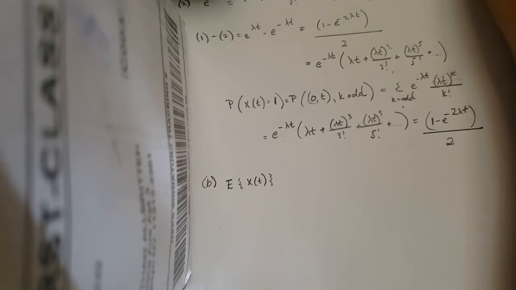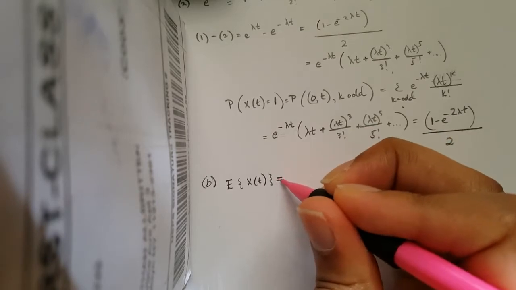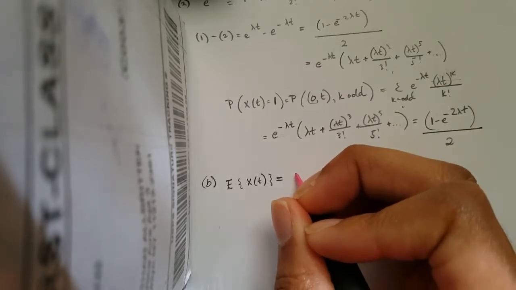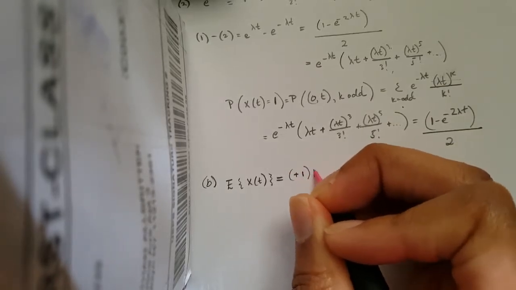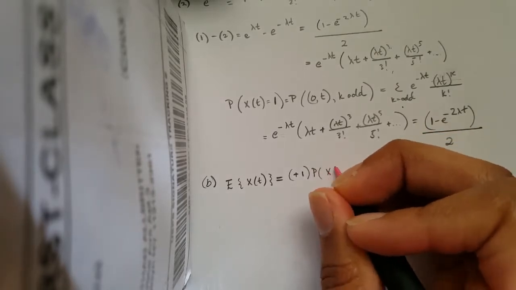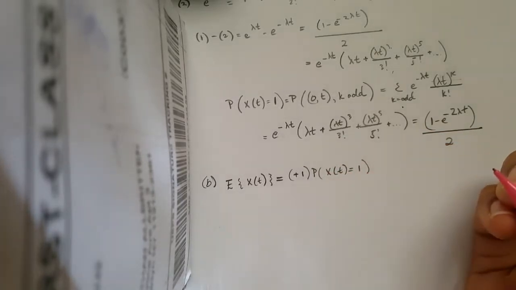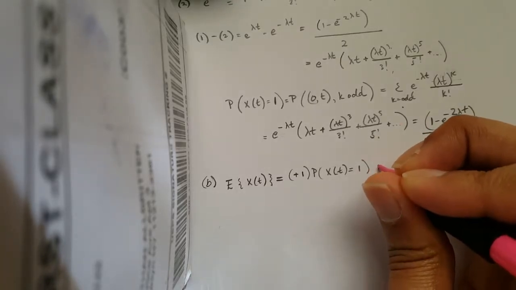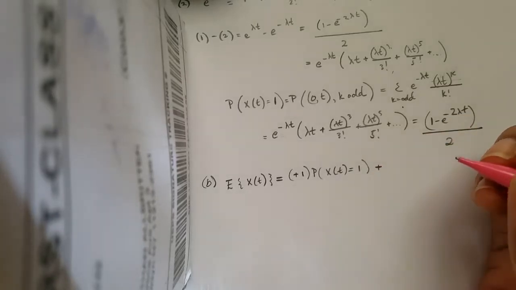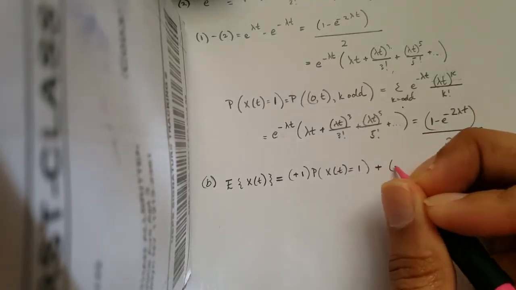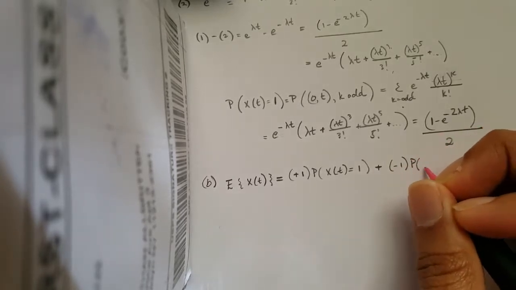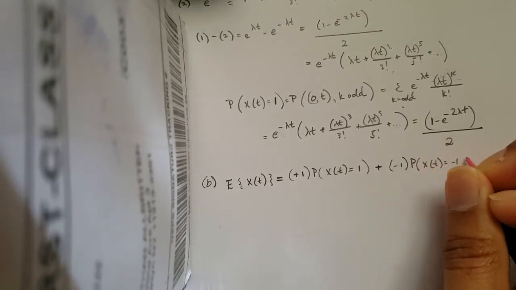So here we know we have this as plus 1 times the probability that x of t is equal to 1, plus -1 times the probability that x of t is equal to -1.